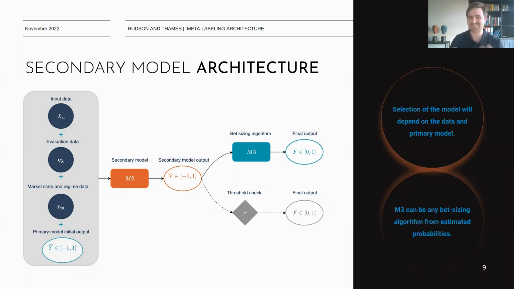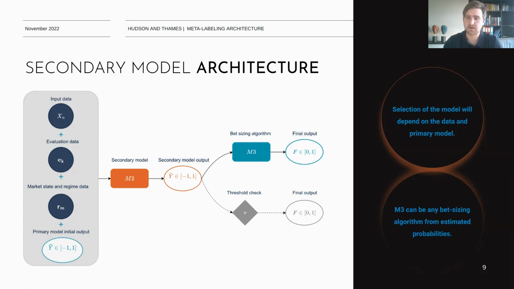Now, doing that is a lot more difficult than one would actually anticipate it to be. And then once you get this estimated probability or model confidence, you can feed it into a bet sizing algorithm that produces a final output. In the paper that we used, we looked at all kinds of different bet sizing algorithms.